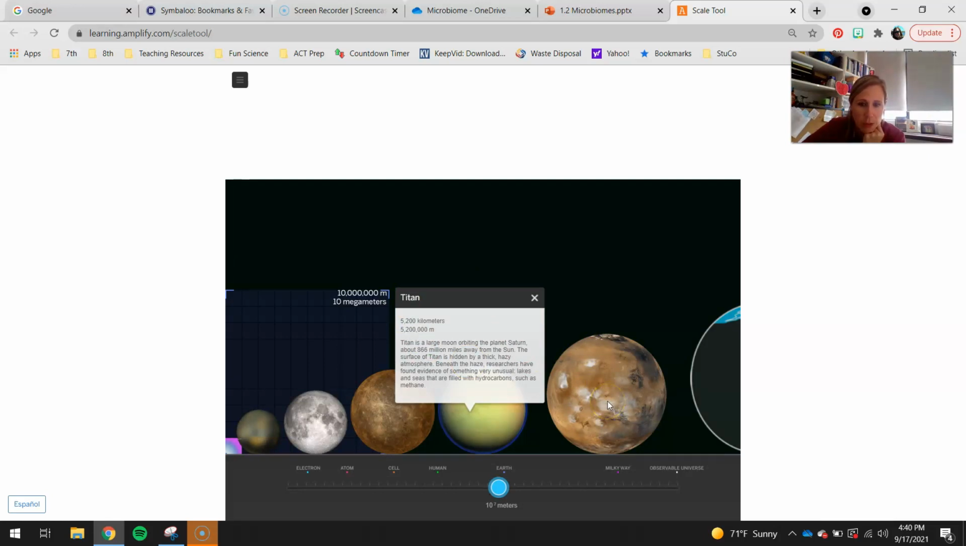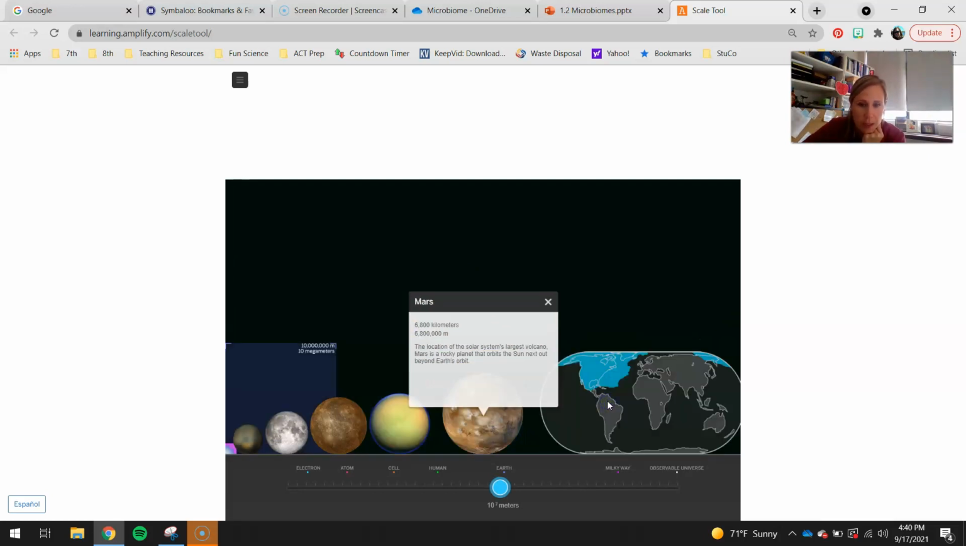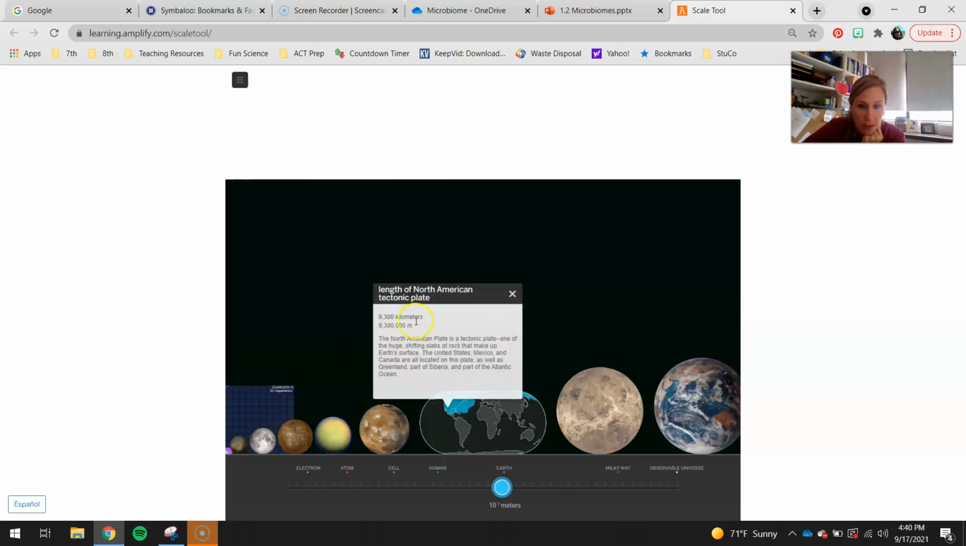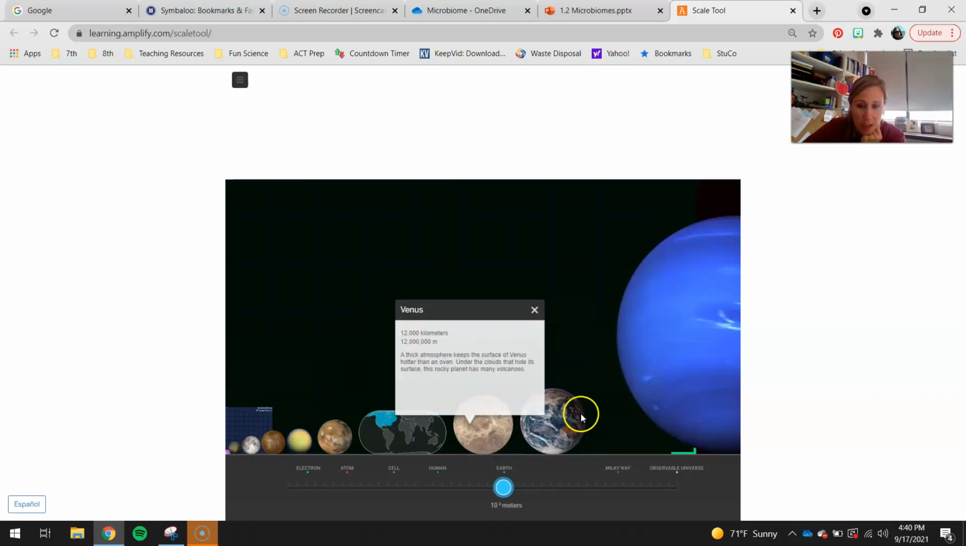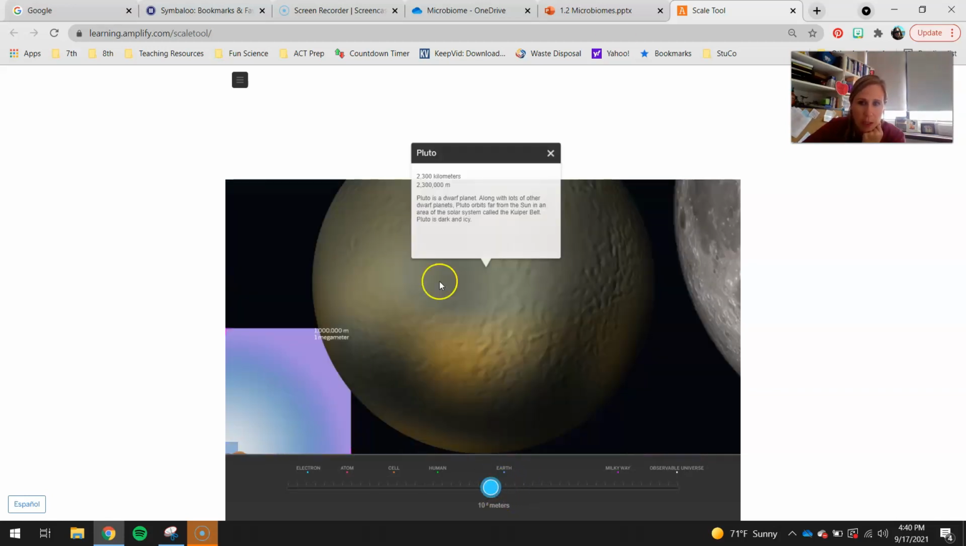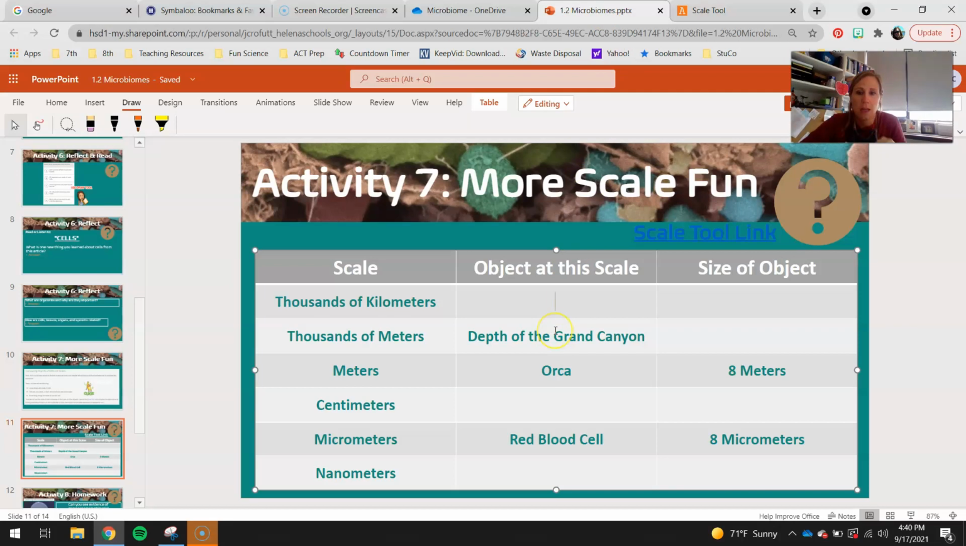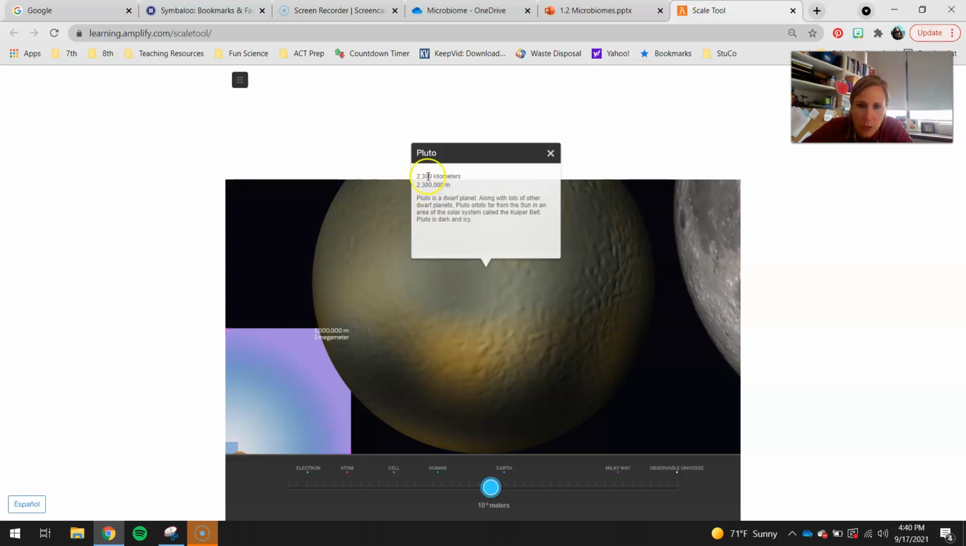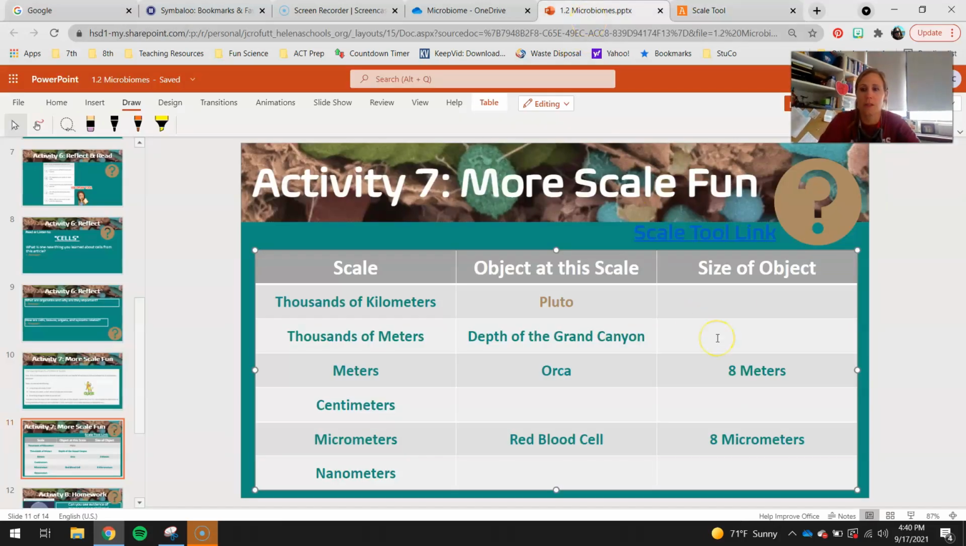Titan is a moon of Saturn. Mars is thousands of kilometers. Earth is almost at the top of our thousands of kilometers. So you really could pick any of these planets with your scale tool. I'm going to go ahead and stick with Pluto and say the object at this scale is going to be Pluto. And then the size of that object, we're going to say it is 2,300 kilometers.